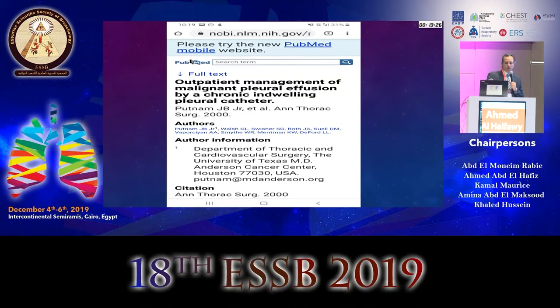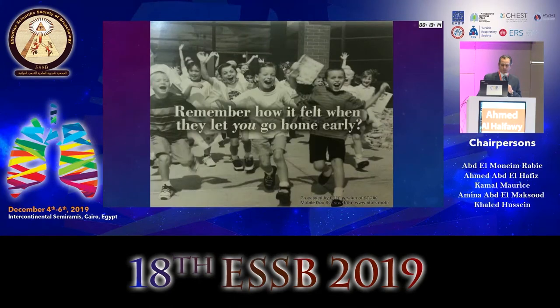These were essentially cardiothoracic surgeons in the center where I trained in the US, and I had the chance to be present while they were working on these papers. And the first publicity by the company was this picture when they showed the kids going home from school early and say, remember how it felt when they let you go home early?